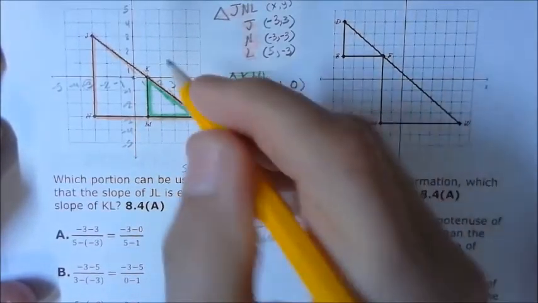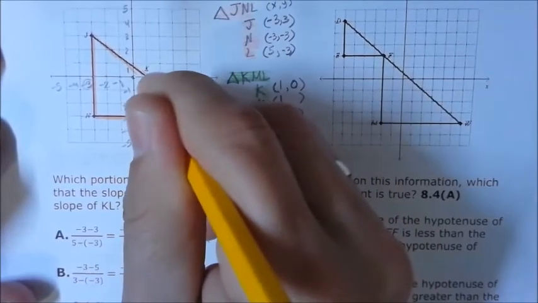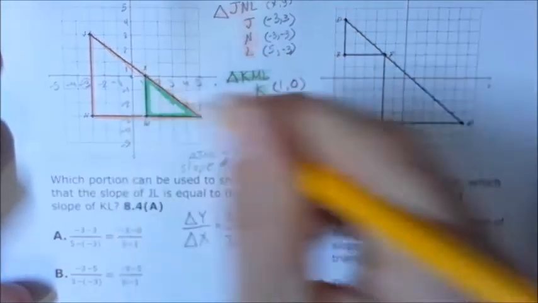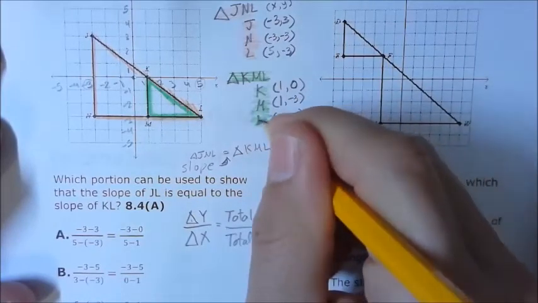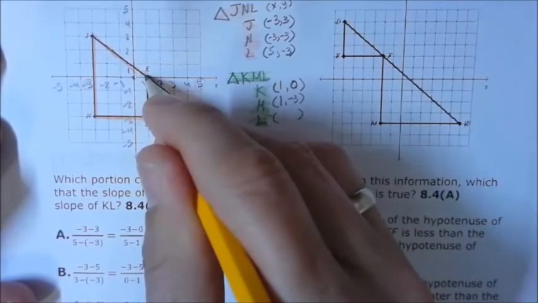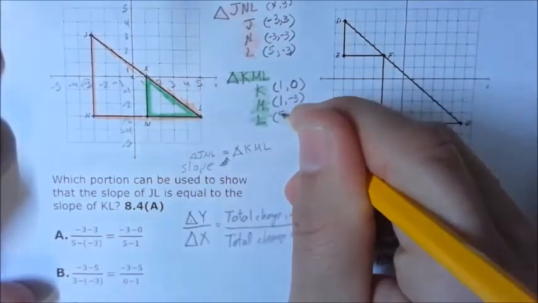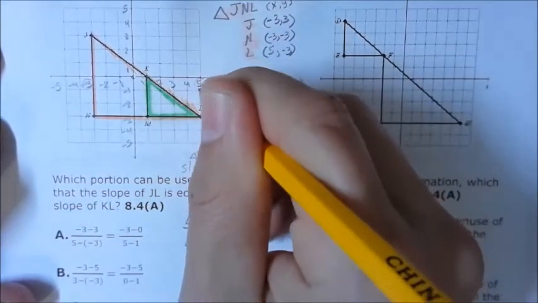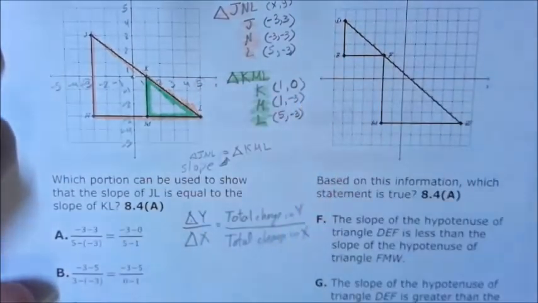Then we're going to do our point M. So we go over 1. And then we go down 1, 2, 3. So we have -3 for our y. Then for our L, we're going to go over 1, 2, 3, 4, 5. And for our y value, we have 1, 2, 3. And that's -3. So now we can set up our proportion because we have all of our points.